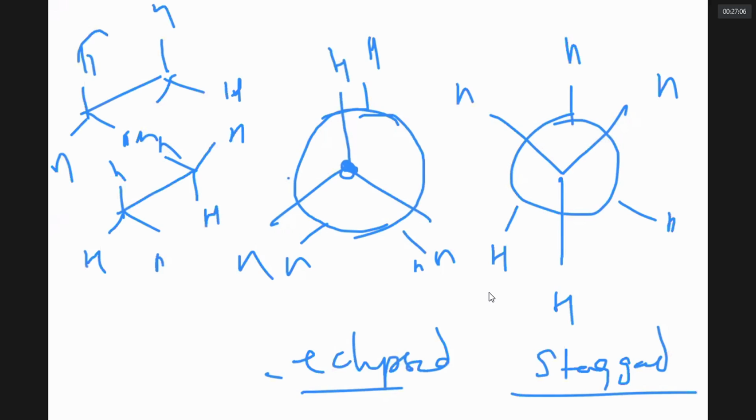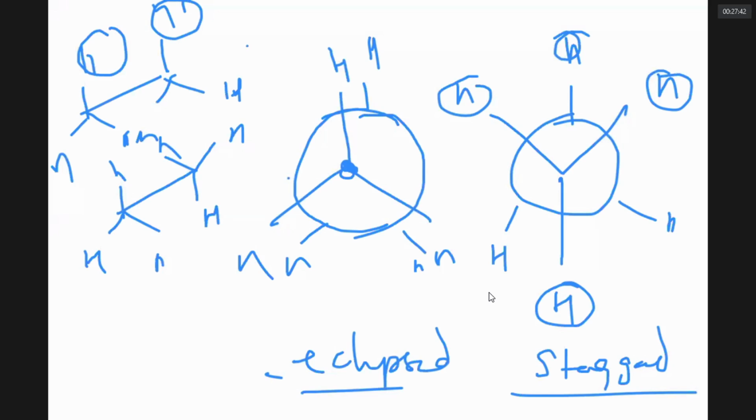In eclipsed form, the repulsions between the electrons of like atoms are serious. Therefore, eclipsed form is less stable, staggered form is more stable. In the staggered form, the hydrogens are very far away, repulsions are least. But the energy difference between them is really less, some 20 kilojoules. Therefore, they keep on getting interconverted and they can never be separated.